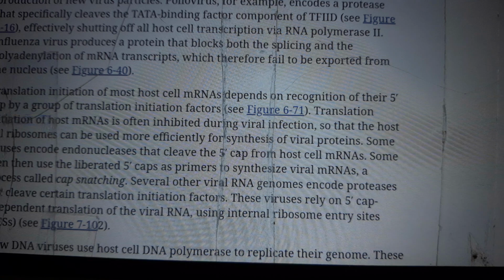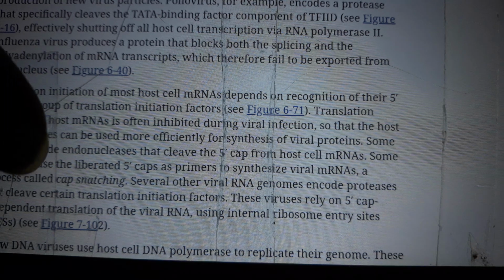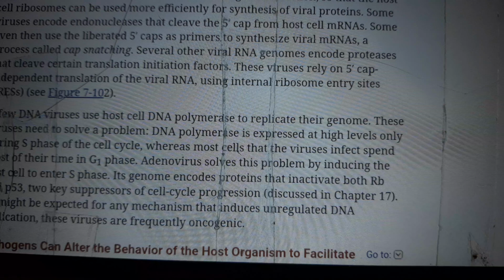Influenza produces a protein that blocks both the splicing and the polyadenylation of mRNA transcripts, which therefore fail to be exported from the nucleus. Translation initiation of most host cell mRNAs depends on recognition of their 5' cap by a group of translation initiation factors. Translation initiation of host mRNAs is often inhibited during a viral infection so that the host cell ribosomes can be used effectively for synthesis of viral proteins.